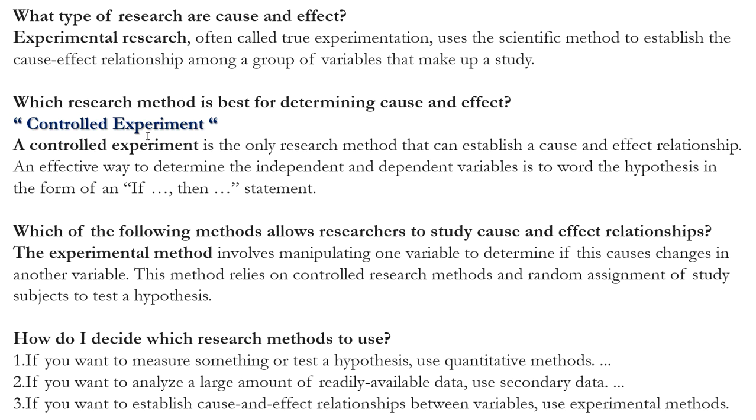Then how do I decide which research method to use? It is based on three parameters, like hypothesis and qualitative methods. If you want to analyze a large amount of credible available data, use secondary data. If you want to establish a cause and effect relationship between variables, use experimental methods.